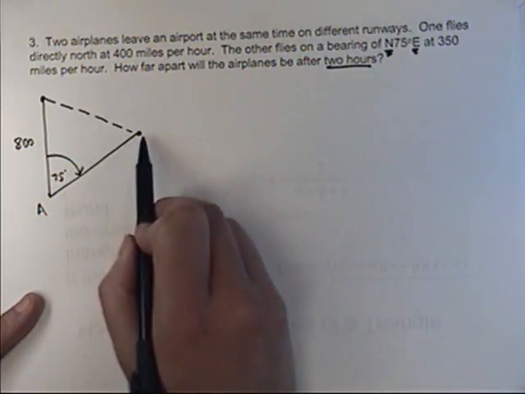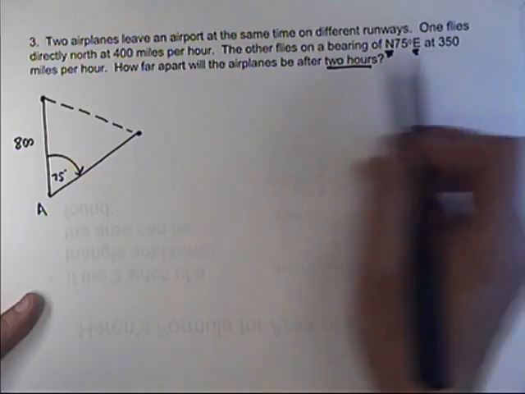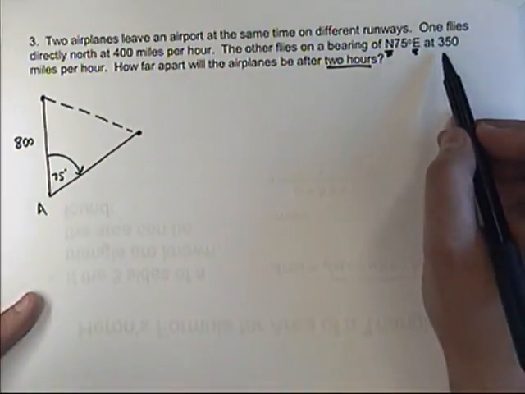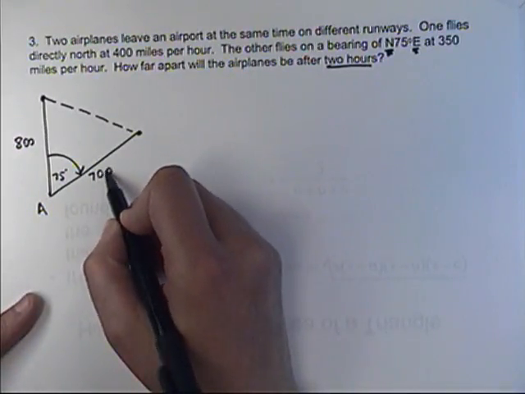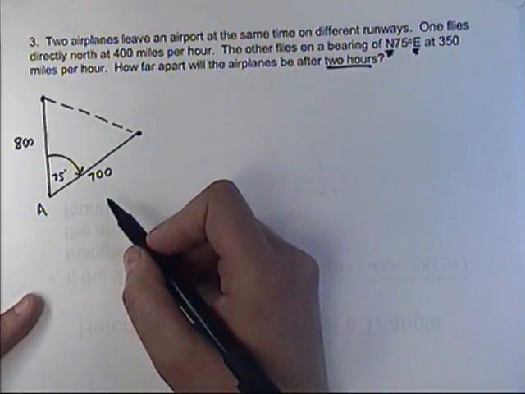The second airplane going on this trajectory is flying at 350 miles per hour. So after 1 hour, it flew 350 miles. After 2, it would have flown 700 miles. So that's the side of that side right there.